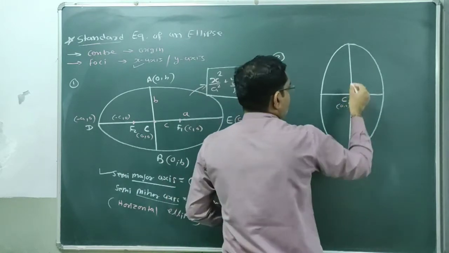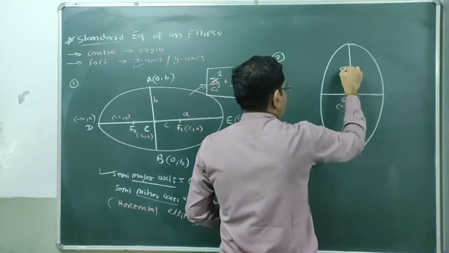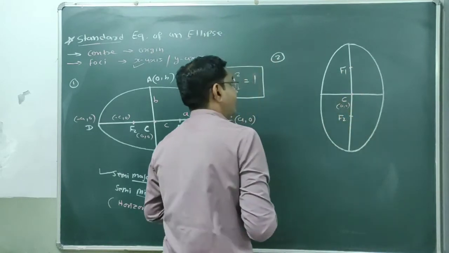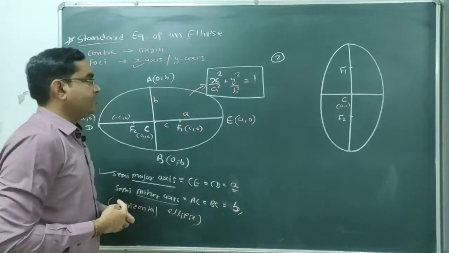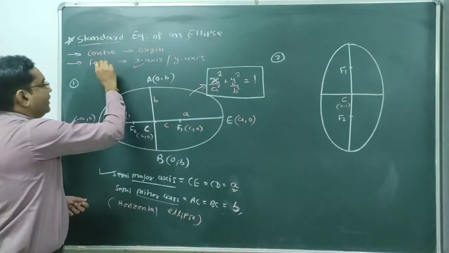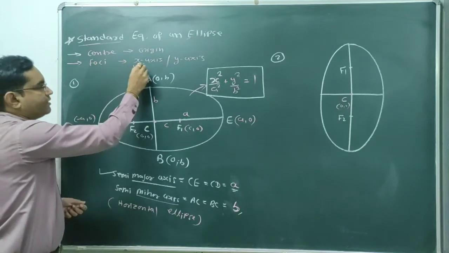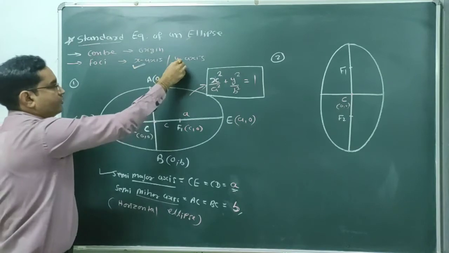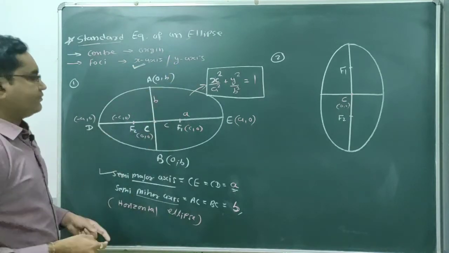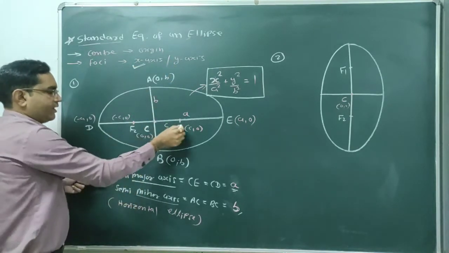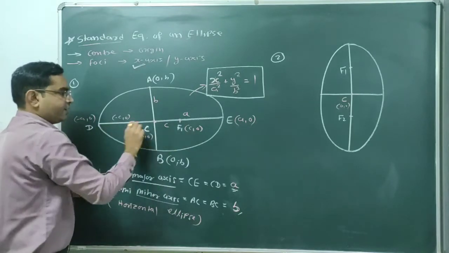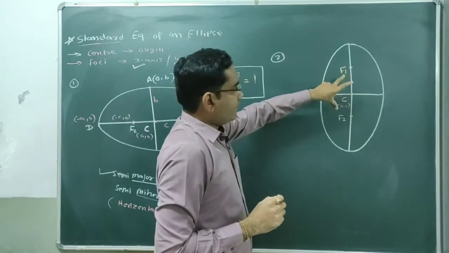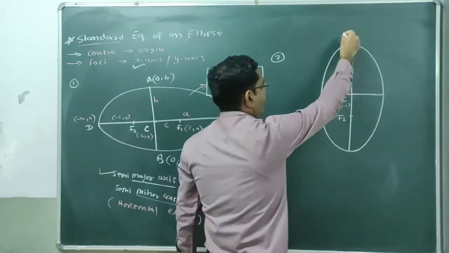Done? Now these are the focus. Focus F1, this is focus F2. Focus lies along with the y-axis. Two possible cases are there. Center always at origin, and both foci may lie on x-axis, or they may lie on y-axis. So for this first case, both the focus points lie along with the x-axis. Now for this case, both of the foci lie on the y-axis.